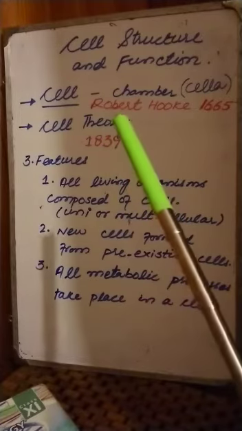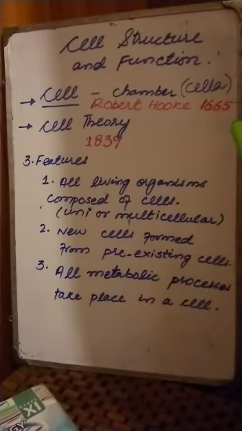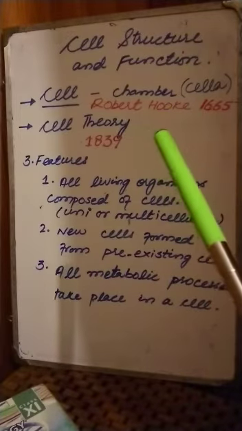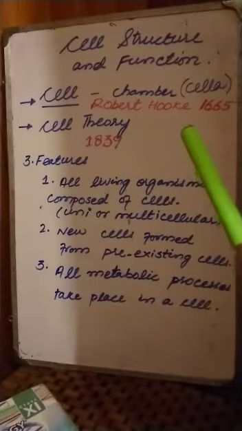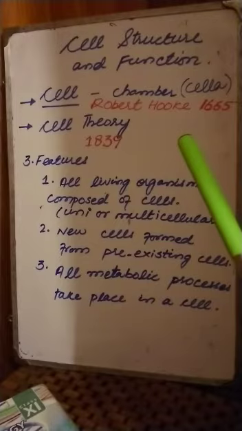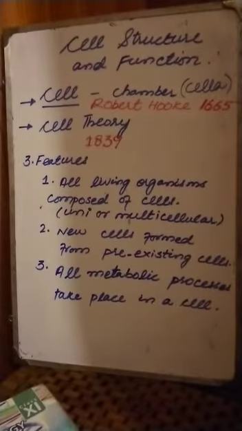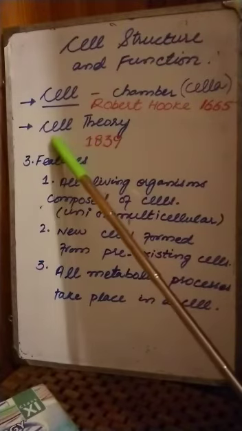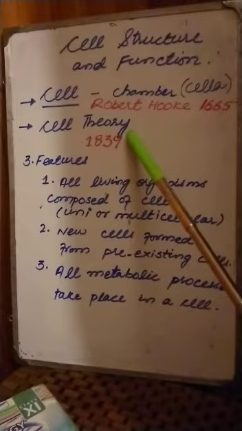Cell was discovered by Robert Hooke in 1665. He called it cell because he found that there were some chambers which were having some boundaries, and those boundaries were within the living bodies. Later on in 1839, a theory was eventually formulated, and that theory is known as cell theory.